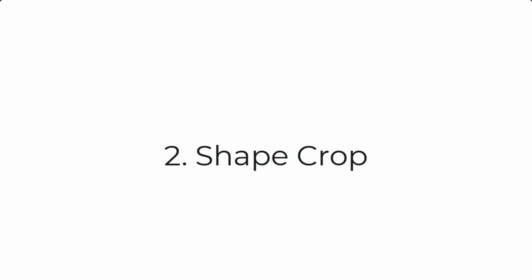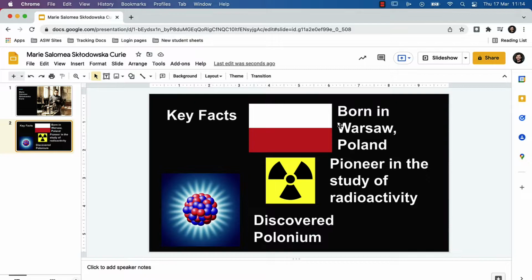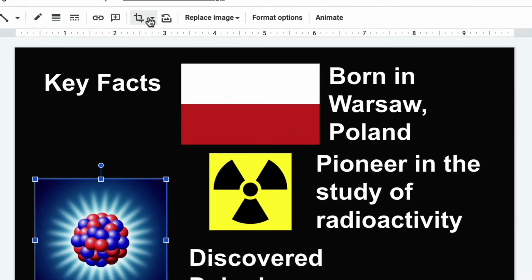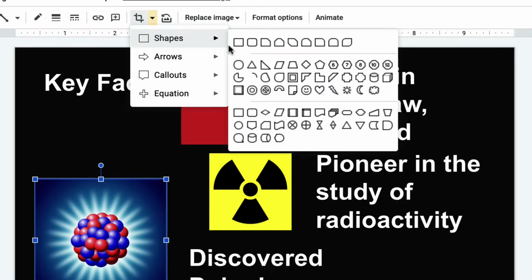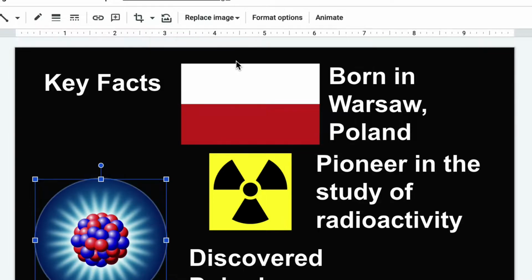Tip number 2, using the Shape Crop tool to make your slides more visually appealing. So here I have a slide with some key facts about Marie Curie, and I've found some images to go along with each fact. However, they're all different shapes and sizes, and this slide looks a bit messy. So I'm going to use the Shape Crop tool to turn all of these into circular icons. To do this, select an image and then navigate up to the crop tool, but instead of clicking the main one, press the little triangle next to it and then go to Shapes. I'm going to choose the circle, but as you can see, there are many more options.